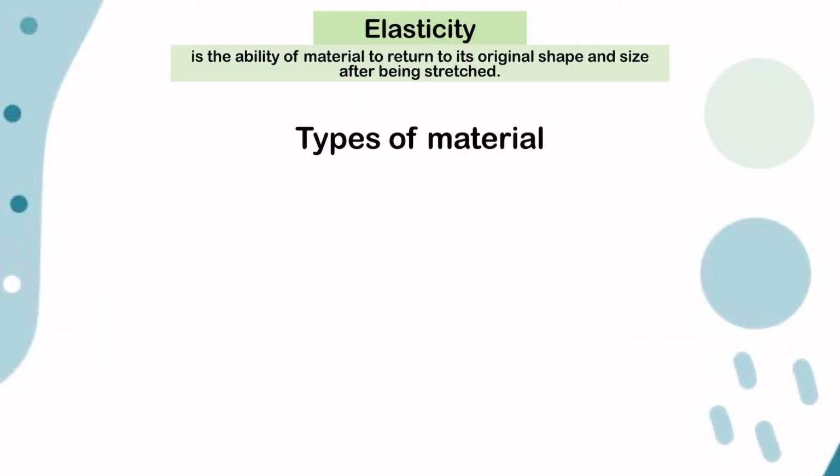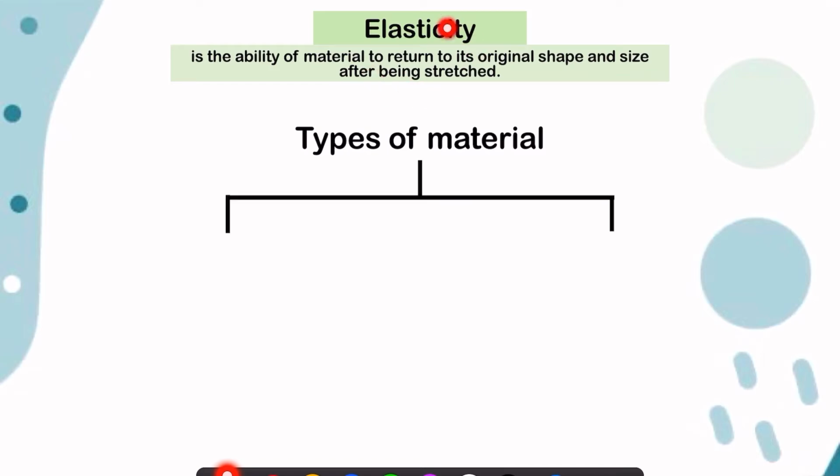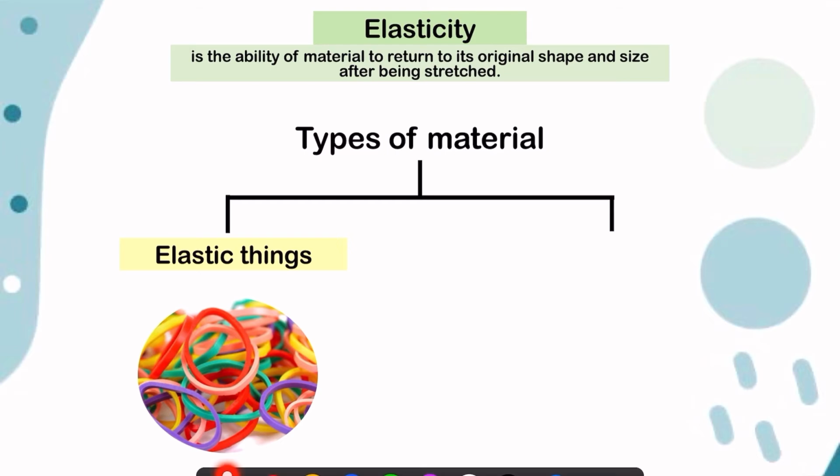What about elasticity? Remember, elasticity is the ability of material to return to its original shape and size after being stretched. Can you see for elasticity, we have two types of material. The first one, elastic things. The second one, non-elastic things.